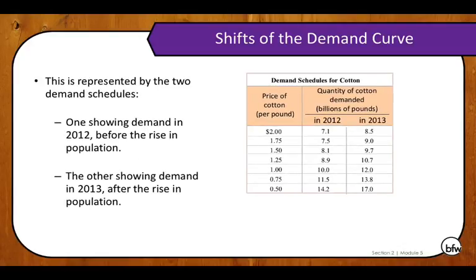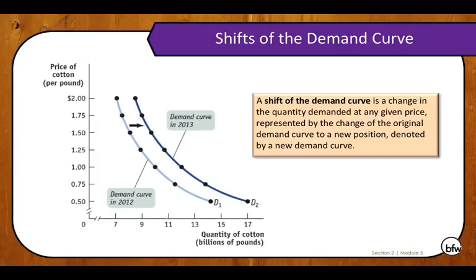So this is represented by the two demand schedules, one showing demand in 2012 before the rise in population, the other showing demand in 2013 after the rise in population. So when we talk about a shift of the demand curve, this is what it looks like. A shift of the demand curve is a change in the quantity demanded at any given price. And this is represented by the change of the original demand curve to a new position, denoted by an entirely new demand curve. So what we see here is that increase in demand between 2012 and 2013, because at every single price, a new higher quantity is demanded.